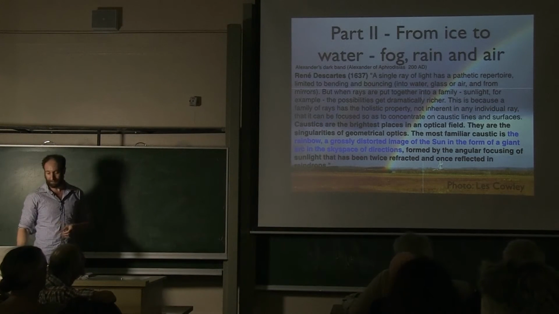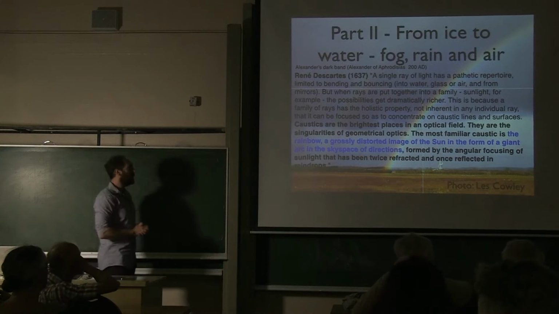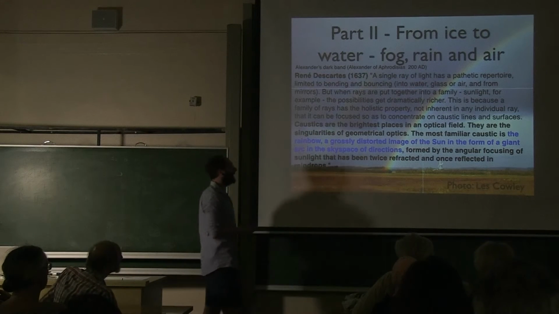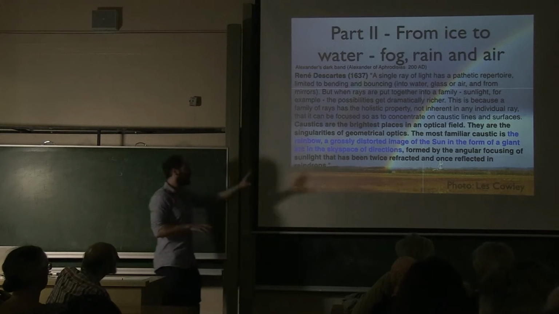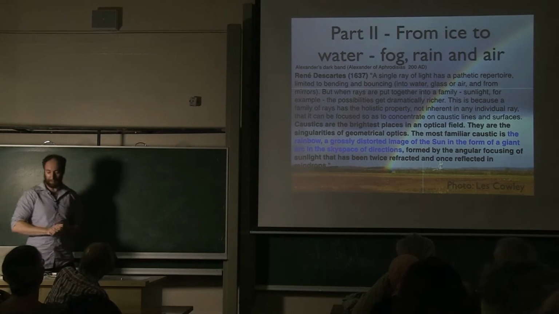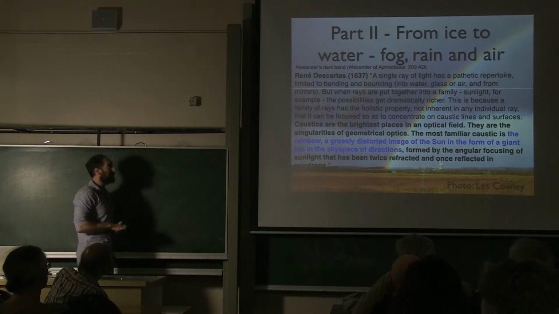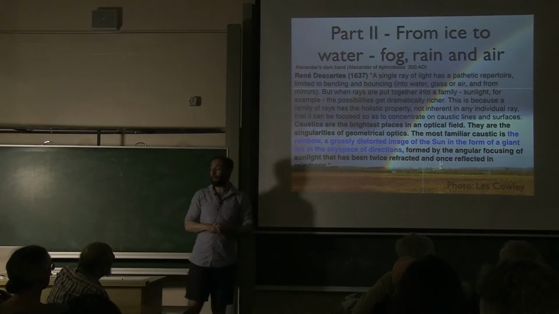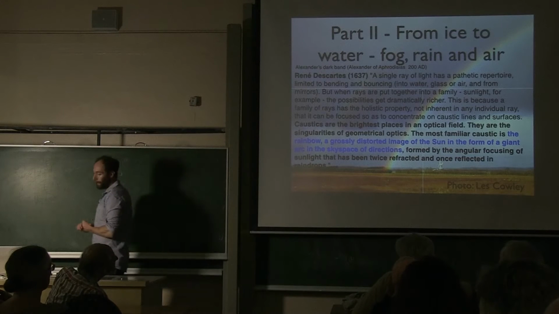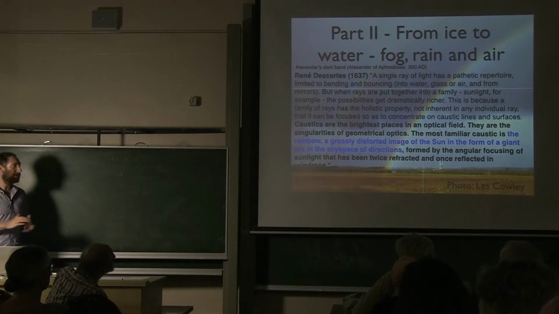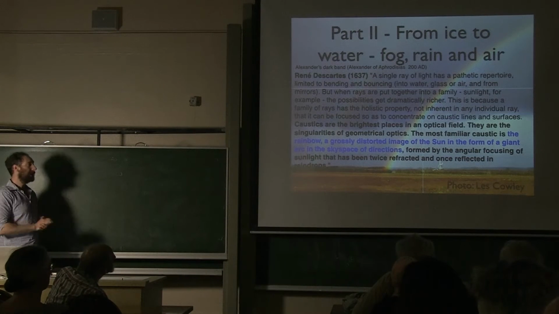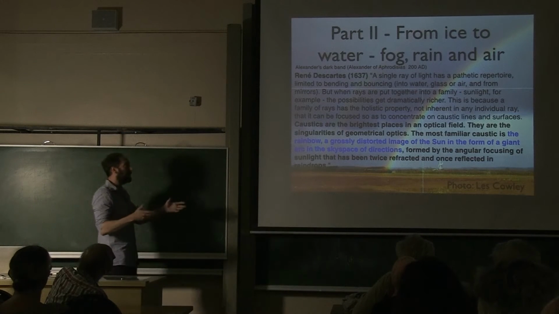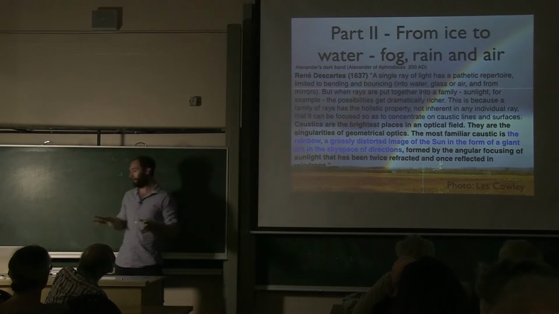Yep. So I'm going to move now. We're going to do a phase transition from ice to water. There's a lot of text here, but I just want to read a little bit from it. This was actually from Descartes in 1637, who was the first to really understand the nature of rainbows. He talked in particular about caustics. So he understood caustics in terms of the way light interacted with droplets.